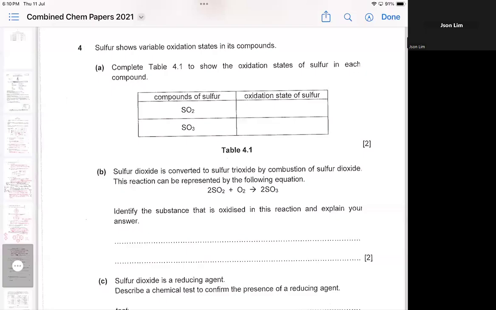All right, so for the oxidation state of sulfur, this is +4 and +6. Anyone, any issue, please sound up. If not, this one should be quite easy to calculate.